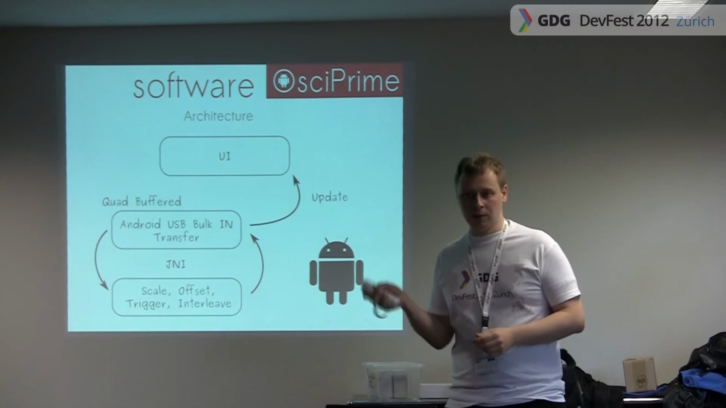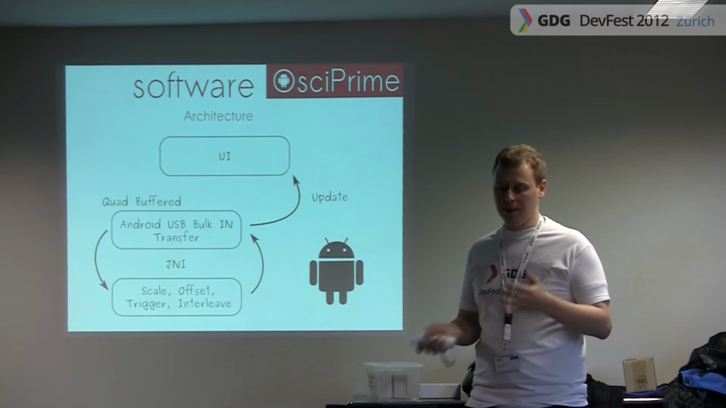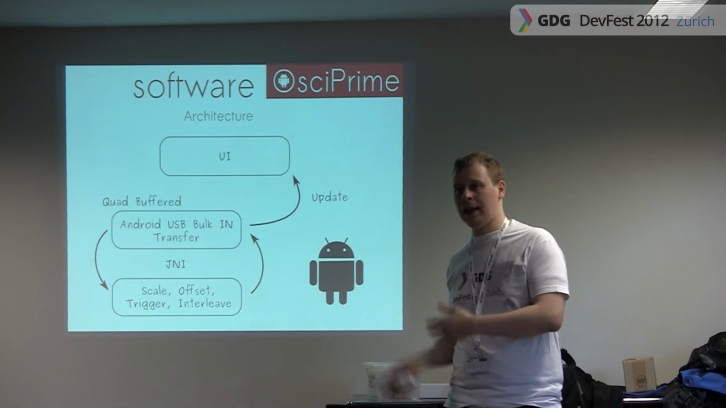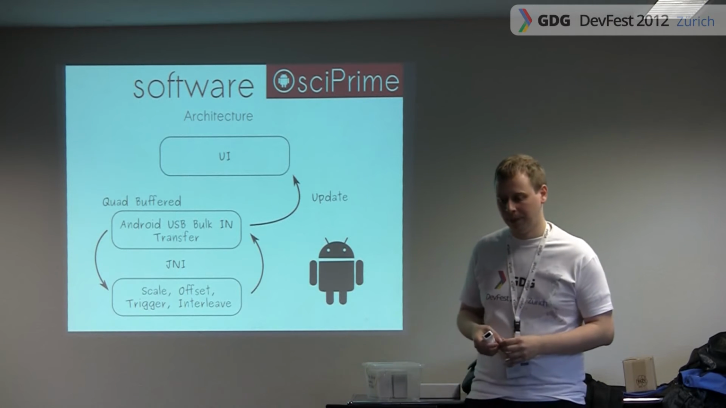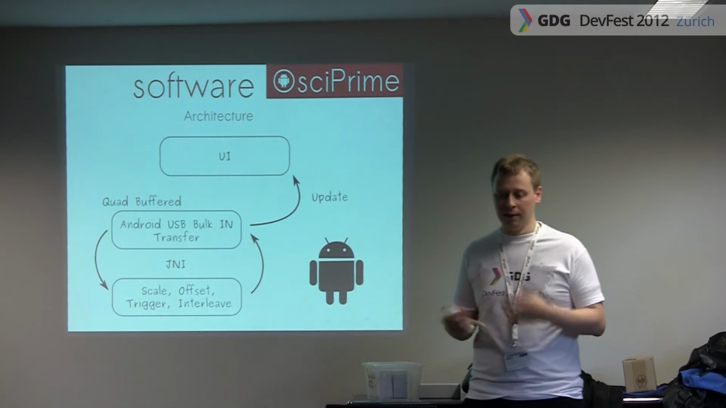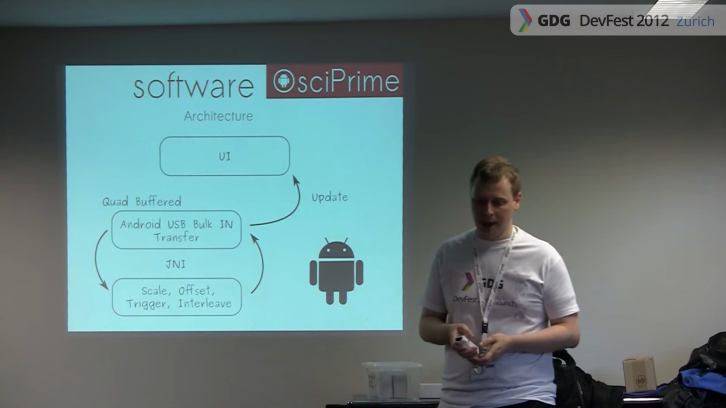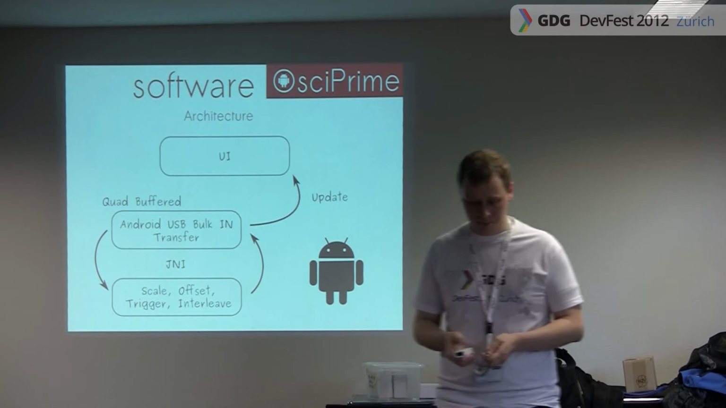So what we have is this continuous cycle where we acquire data, we process it, and then again request new data, and the data gets displayed to the user. And this is probably the most challenging aspect of the software.